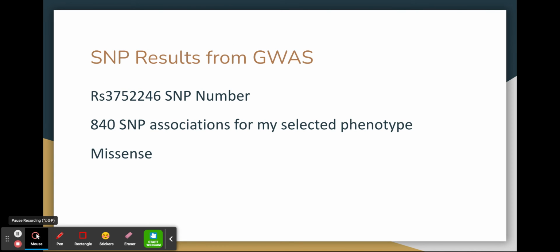Next is the SNP results. My SNP number was RS37522246. According to a study by PubMed in European and African American populations, indirect ABCA7 genome-wide association studies are explained by expansion of an ABCA7 variable number tandem repeat, as well as a common premature termination codon variant.